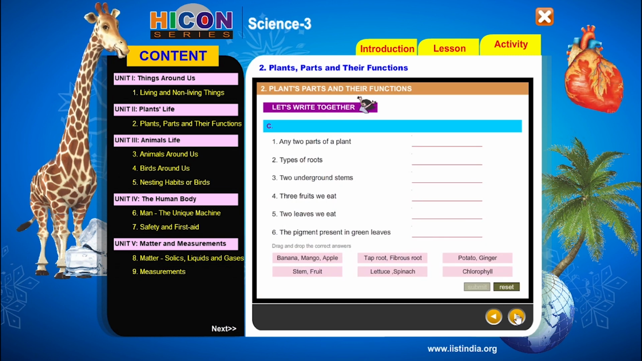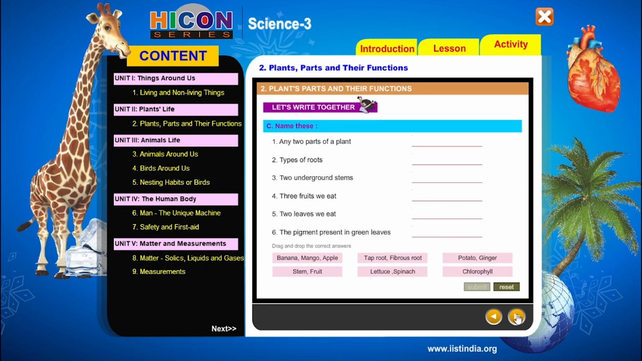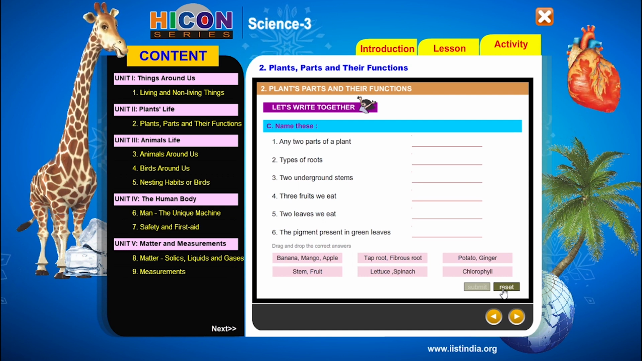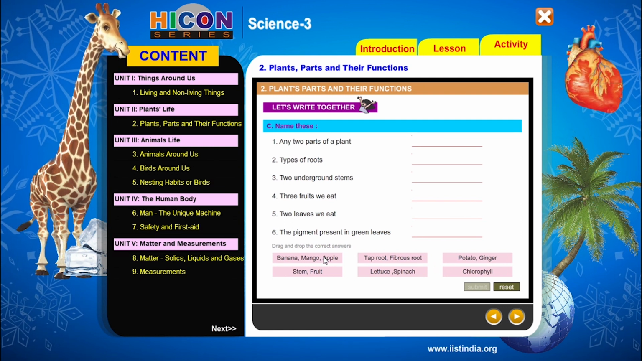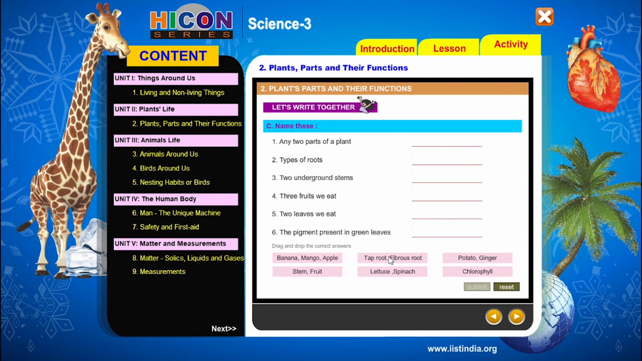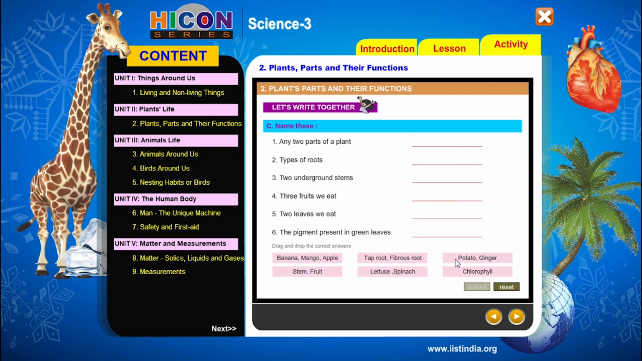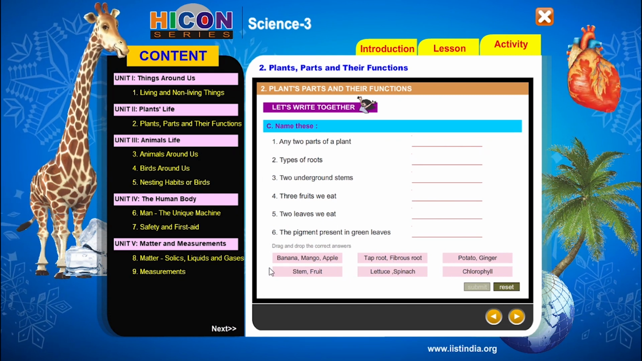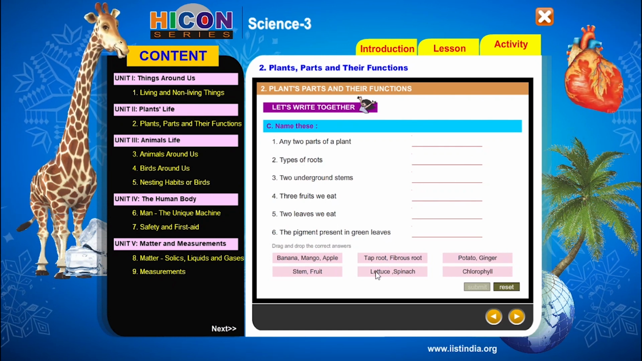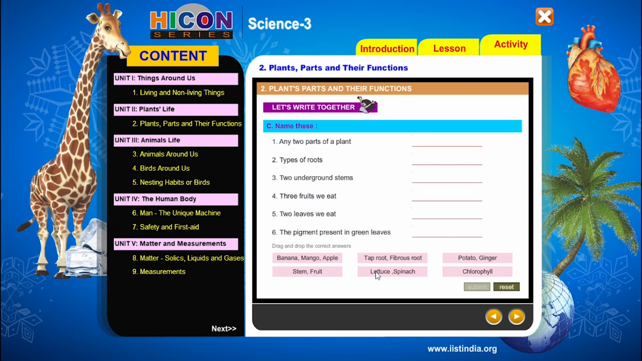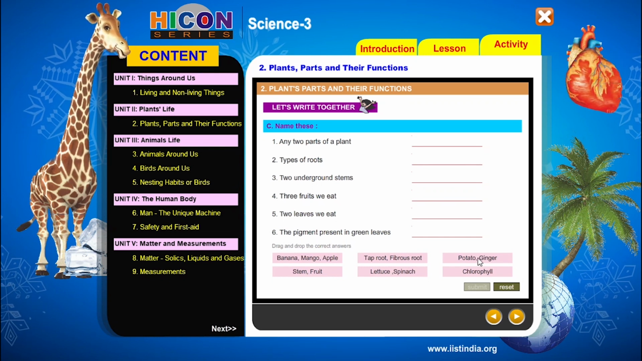So the next part is name these. So children, they have given some sentences and we have to write the names of those. The names are already given below the sentences. That is banana, mango, apple. And the next one is tap root, fibrous root. And the third one is potato, ginger. And the fourth one is stem, fruit. And the fifth one is lettuce, spinach. And the sixth one is chlorophyll. So children, these six are the answers for the above six sentences.